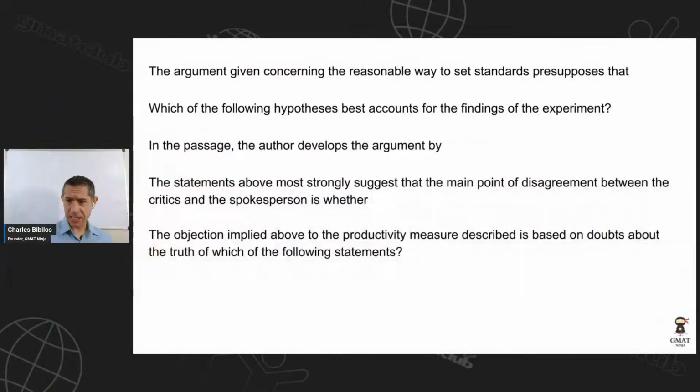A few examples here. Let me toss up here. And we're not going to talk about necessarily these specific examples today, but just some examples of question phrasings that don't fit neatly into a box. The argument given concerning the reasonable way to set standards presupposes that, wait, what? Which of the following hypotheses best accounts for the findings of the experiment? The author develops the argument by doing what? What's the point of disagreement between these two people? We will talk about that question today.